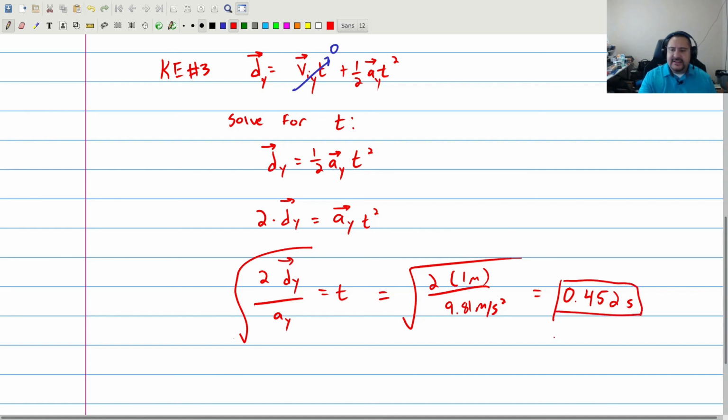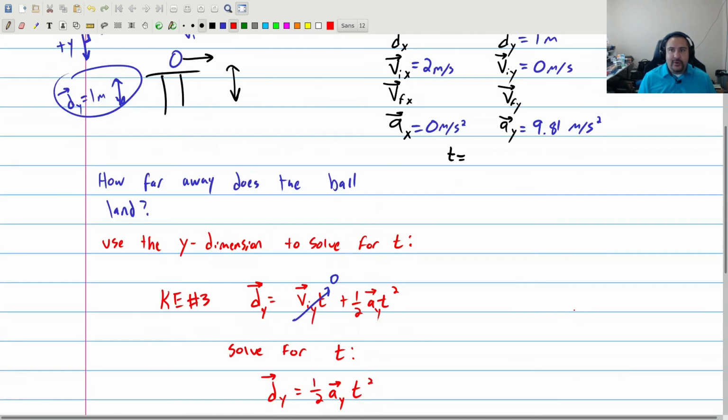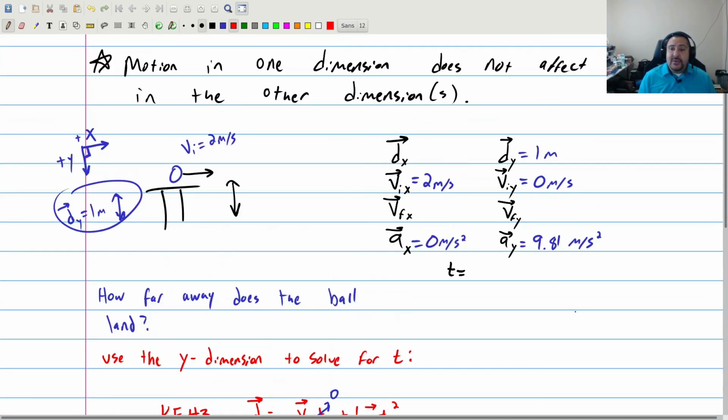So there is the time that it takes for this projectile, this ball, to roll off the table and fall to the ground. And it doesn't matter how fast it was rolling horizontally, every single time it's going to fall in that amount of time, as long as that table is 1 meter tall. So now I can take that number and place that into my table with time.